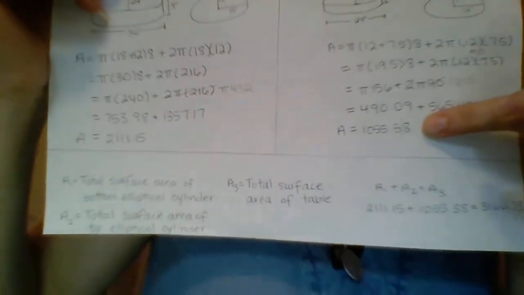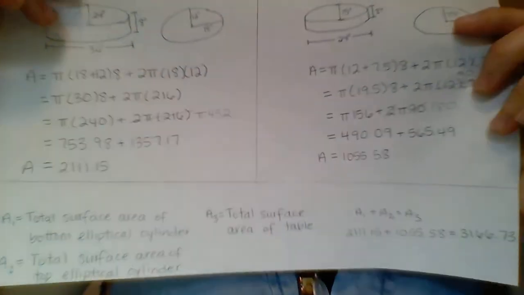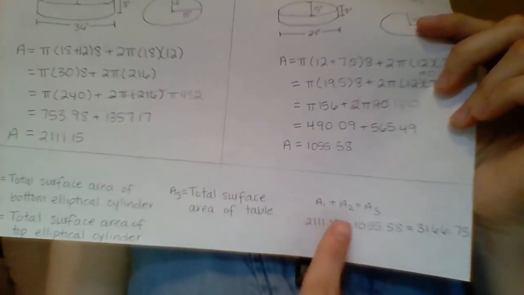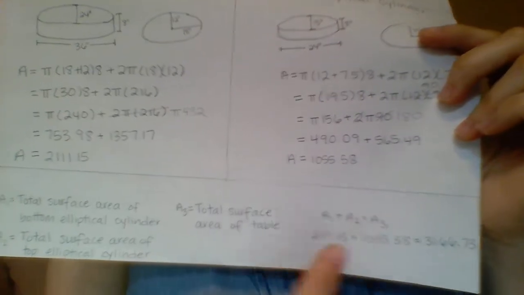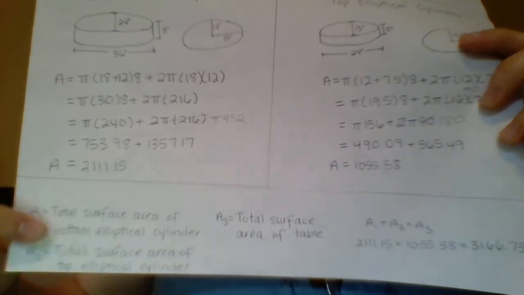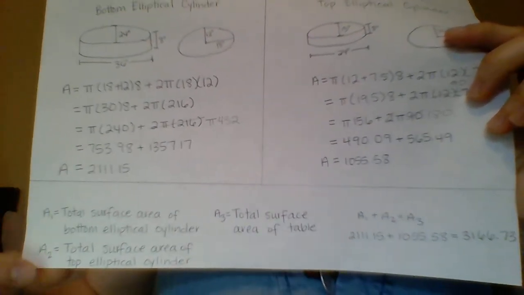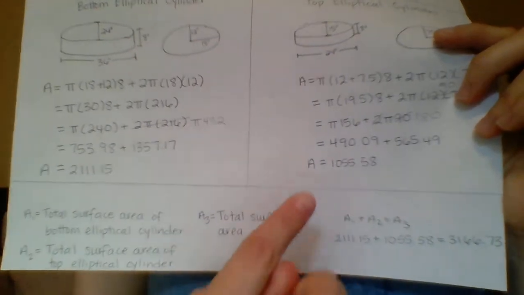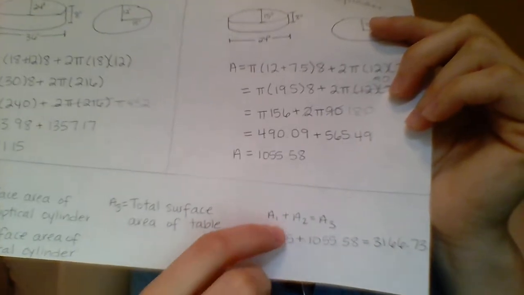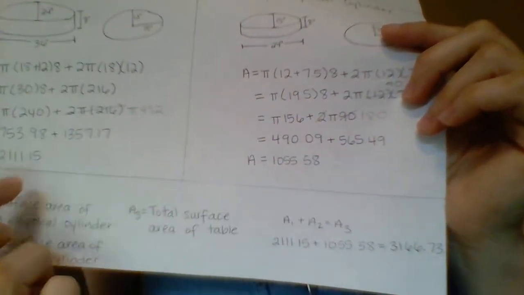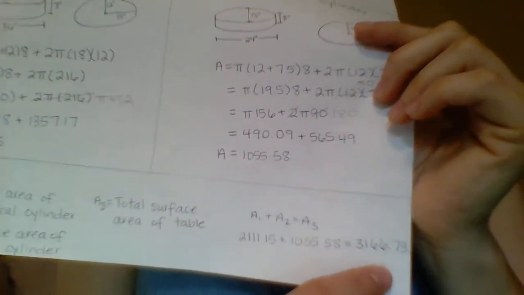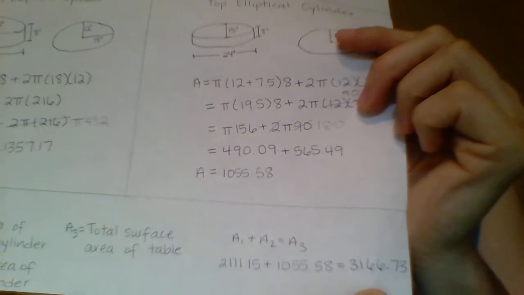Now I want to know the total surface area of my elliptical table. So obviously I'm going to be adding the surface area of one cylinder plus the total surface area of the other to get my total. Just to clarify, A1 is the total surface area of my bottom elliptical cylinder, right here. A2 is the total surface area of my top elliptical cylinder, right here. And A3 is the total surface area of my table. So I have A1 plus A2 equals A3. So I took that surface area, put it here, this surface area here, added them together, and I have my total surface area for my table right here.